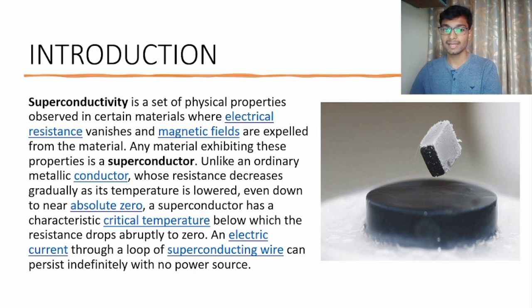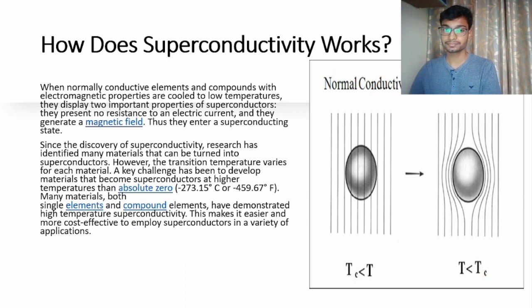Unlike an ordinary metallic conductor, whose resistance decreases gradually as its temperature is lowered, even down to near absolute zero, a superconductor has a characteristic critical temperature below which the resistance drops abruptly to zero. An electric current through a loop of superconducting wire can persist indefinitely with no power source.